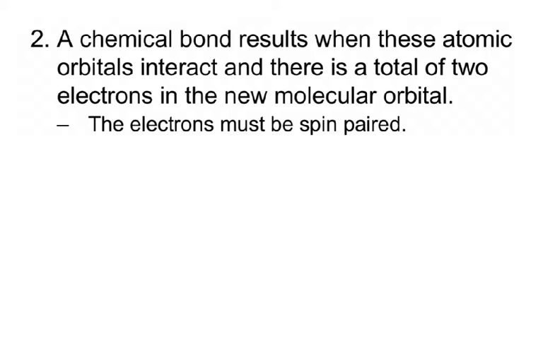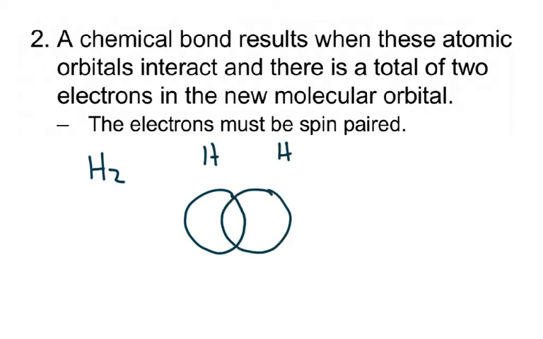I'll give you an example, something simple. Hydrogen is diatomic. It only has an s orbital, and when a hydrogen interacts with another hydrogen, there's going to be an overlap between the 2 orbitals, and in that region of overlap is where you have one electron spinning one way and the other one spinning the other way. That's what they mean by spin paired. And that area of overlap is where the bond takes place. That's where the sharing of the electrons is going on.